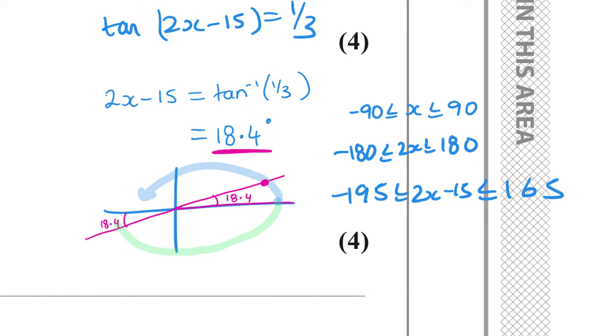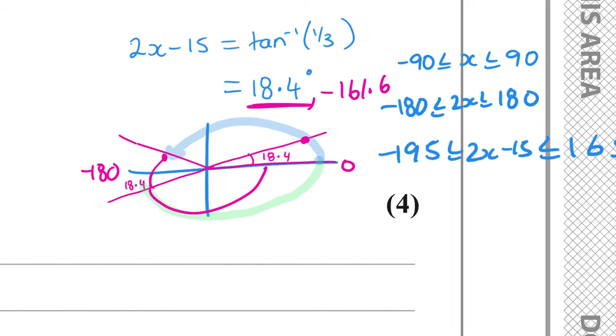Negative 180 plus 18.4. So this is negative 161.6. So you imagine this is 0, this is minus 180. So you tell me, of course, this has got to be less than 180. Yeah? And then we keep going round and we stop about here, roughly, right? That's it, done. So we're not done yet, though. 2x minus 15 equals 18.4 and negative 161.6.